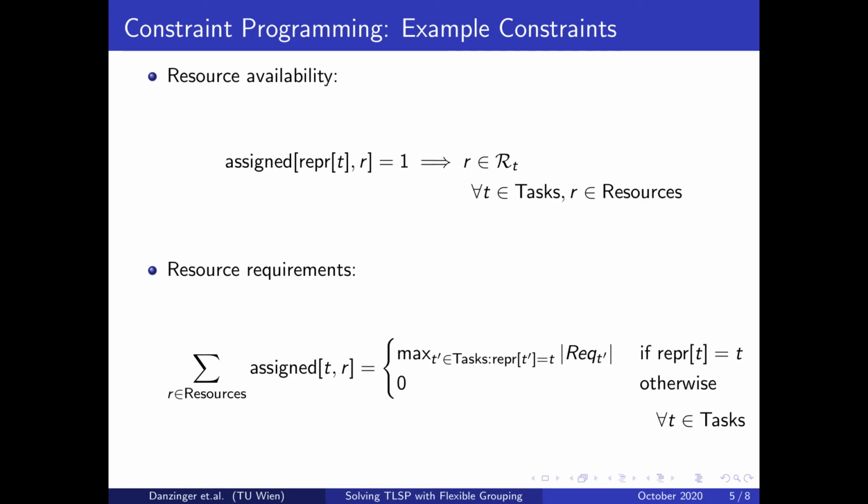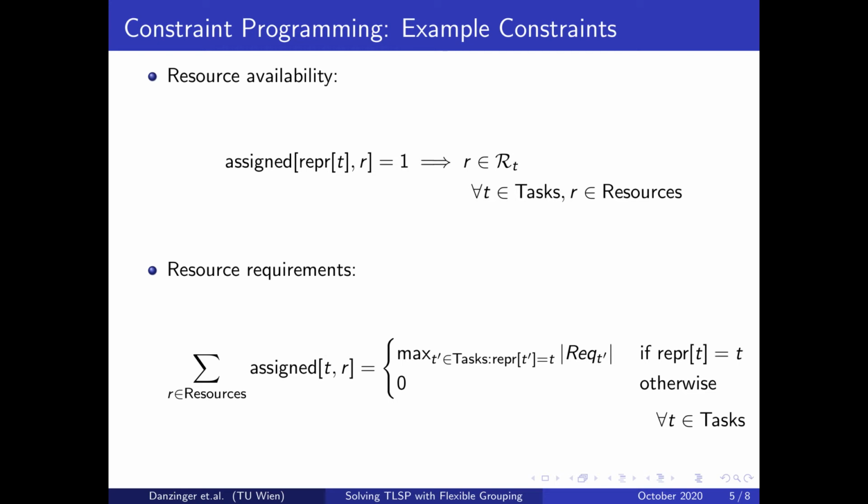The first constraint, covering resource availability, says for each task T and for each resource R, if R is assigned to the job of T, the representative task pointed at by T, then the resource must be part of the set of resources available to T.